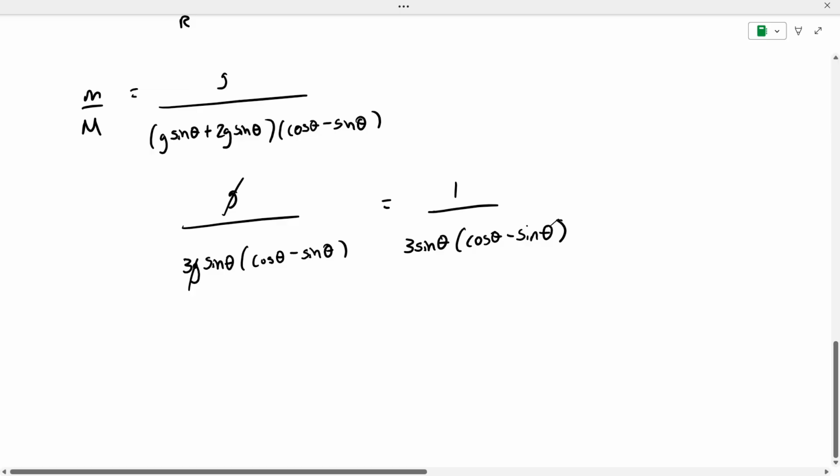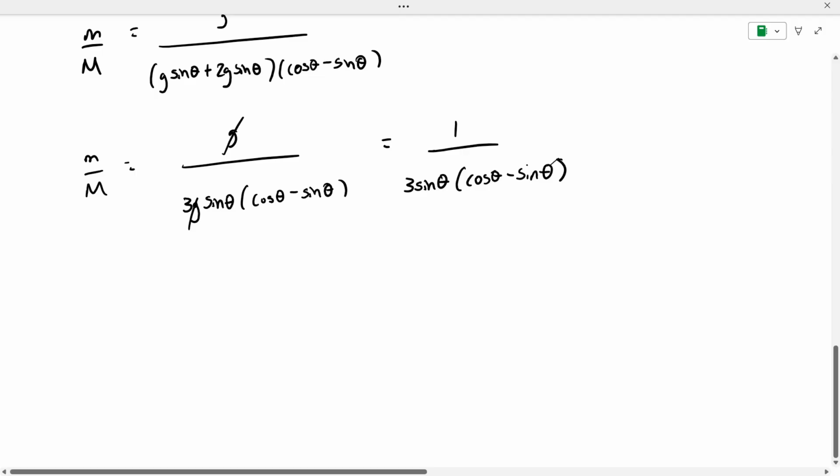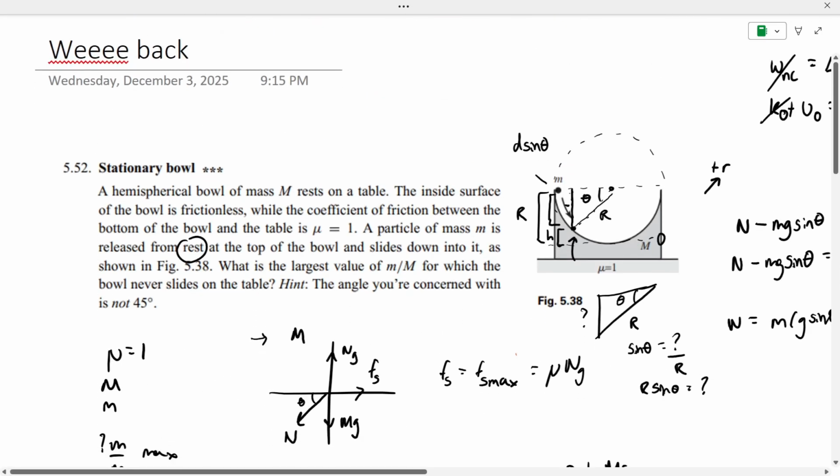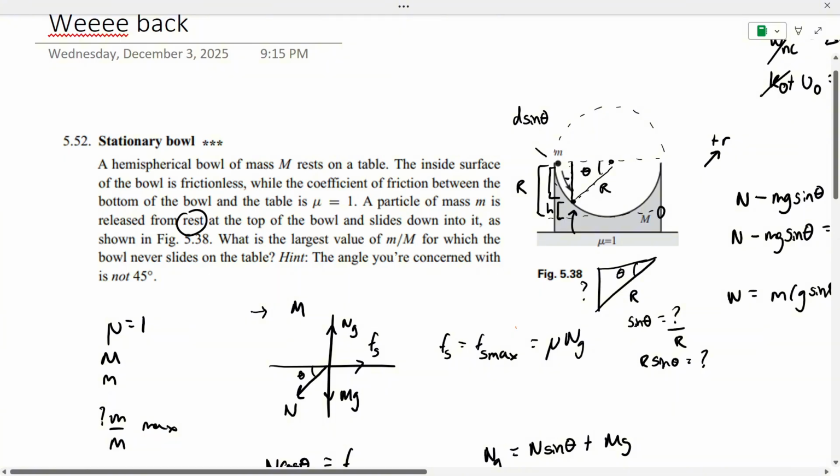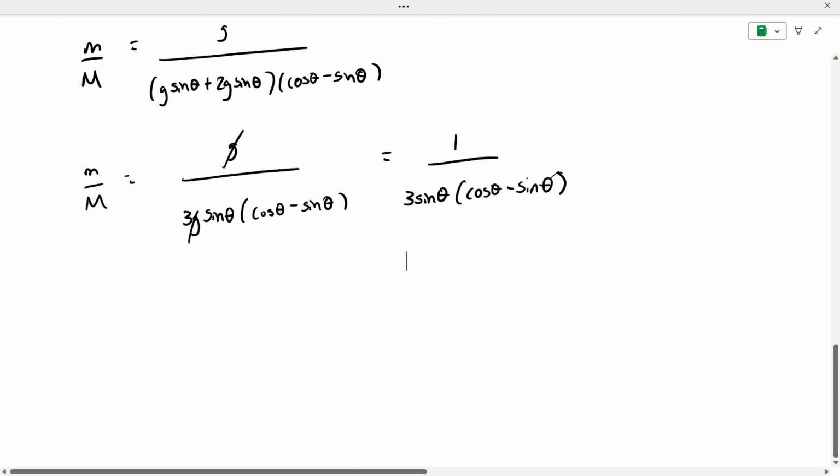Okay, now that you have that, you just want the derivative, because this is the expression for m over m, right? So we want the maximum m over m. To get the maximum m over m, we need to take the derivative of this expression with respect to theta, because, what was the question asking again? Yeah, what is the largest value of m over m for which the bowl never slides on the table? So we want the maximum. We're going to take the derivative with respect to theta, and we get a theta, and whatever theta we get, we plug back in to the m over m, and that is going to give us the maximum m over m.